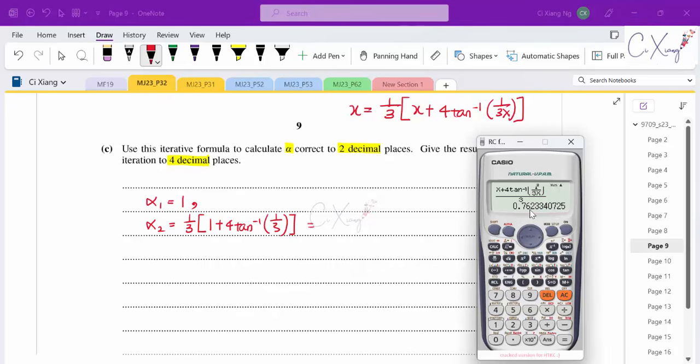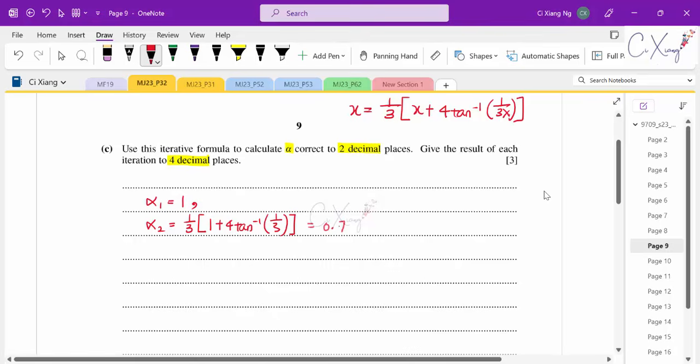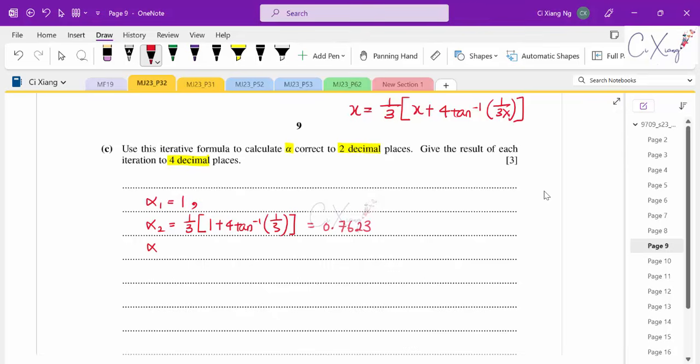We want to take the answer correct to 4 decimal places. So it will be 0.7623. I will write it out as 0.7623. Okay, so of course I need to continue to find all the iterations before I can get the root.